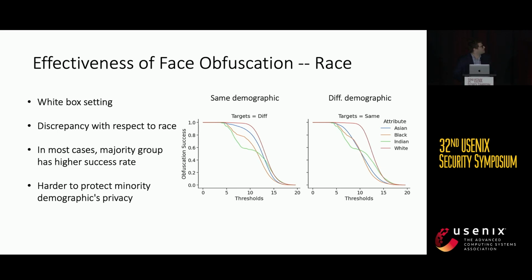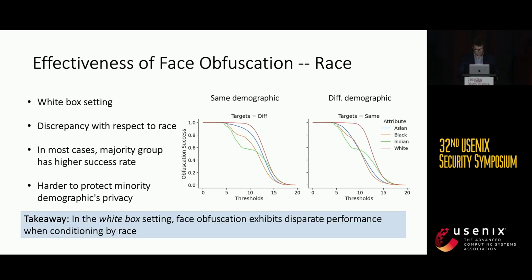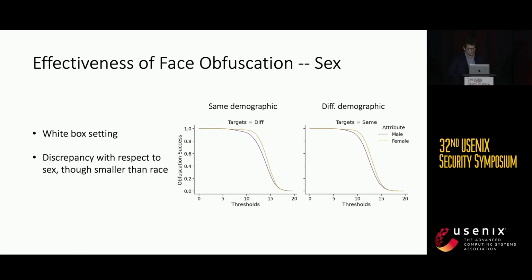So how do these rates work with thresholds? When you vary the threshold that's used in that parameterized true positive rate, when conditioning by race, you can see that there are pretty significant disparities in the obfuscation rate. And in most cases, the majority group has a higher success rate. So basically, the takeaway here is that it's harder to protect the minority demographics' privacy in the face of face recognition. We also looked at this conditioning by sex, and the discrepancy is smaller, but there still is a disparity there.